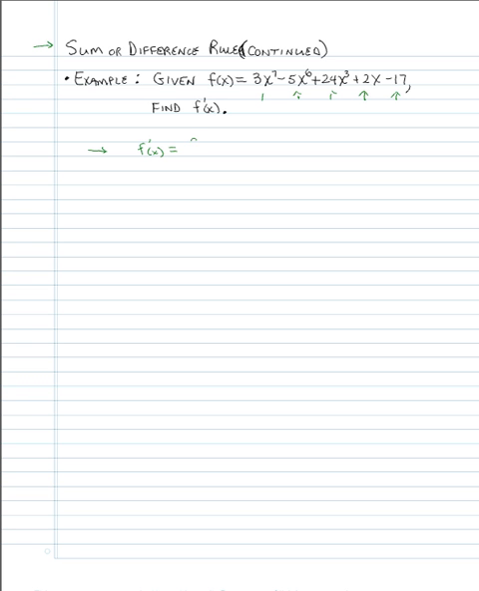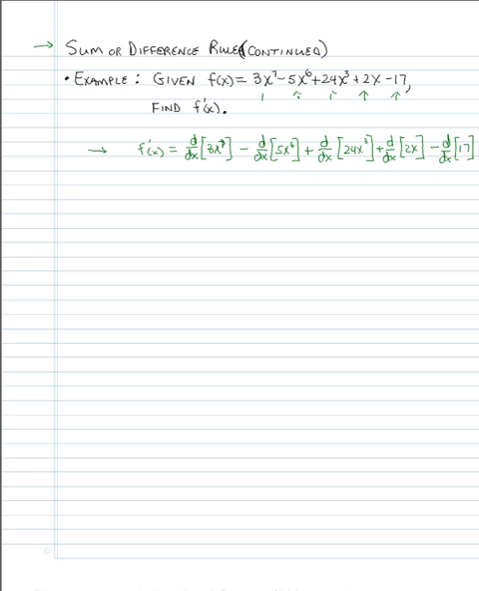And so I'm going to write it out so we recognize what's being done. We have to find the derivative of the first, which is 3x to the 7th, and then subtract the derivative of the second, which is 5x to the 6th, and then add the derivative of the third, which is 24x cubed, and then add the derivative of the fourth, so that's the derivative of 2x, and then finally subtract the derivative of the last term, and of course that last term is 17.